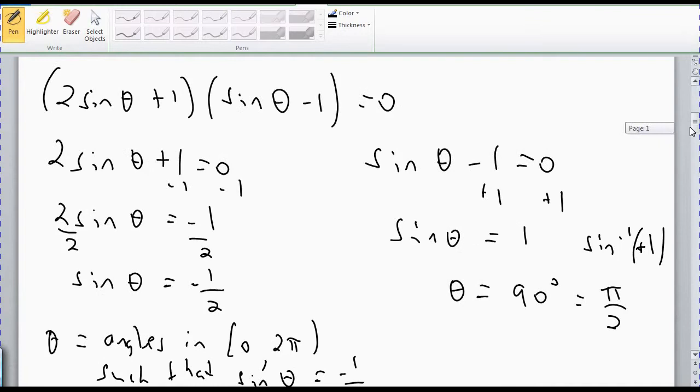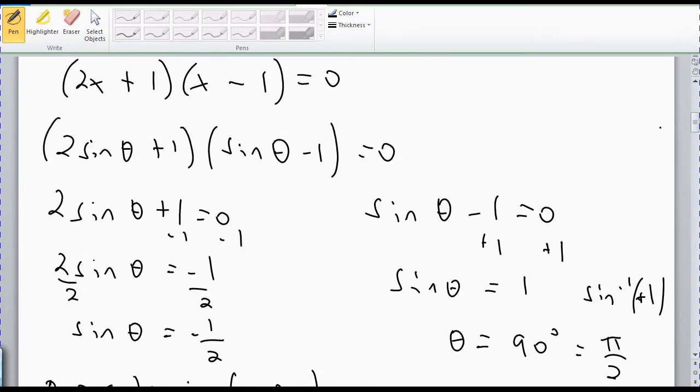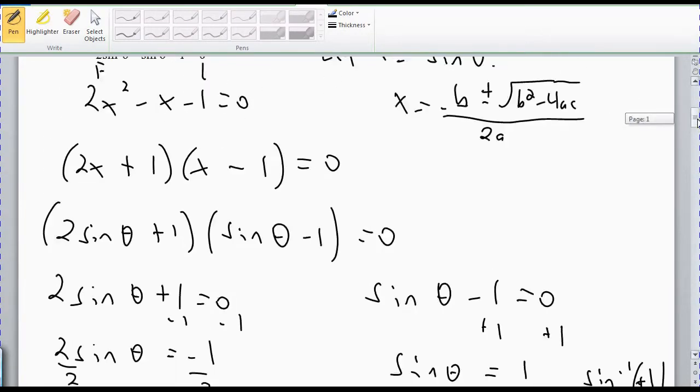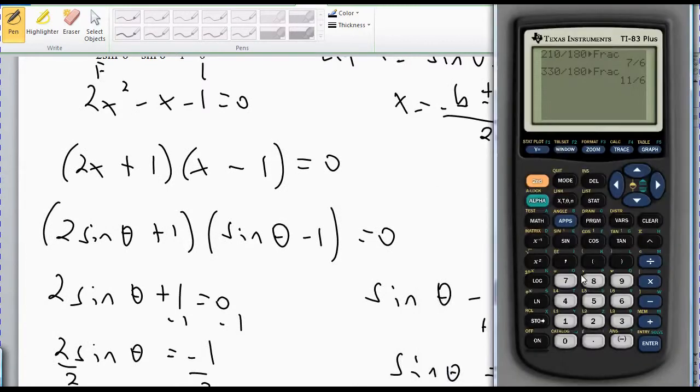Now, if you don't remember how to factor, watch this. What you can do is take out your calculator, go to y equals, and this is just a shortcut way, it's a backwards way. Take 2x squared minus x minus 1 and graph it. Now, where it's crossing the x-axis is where it equals 0, or in this case, where sine theta is going to equal 0. Remember, I said x is sine theta.